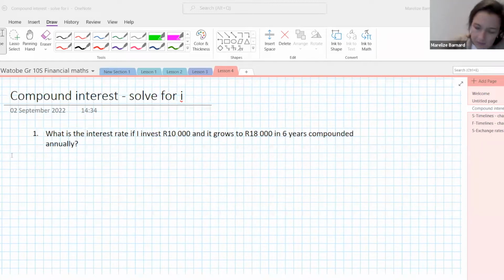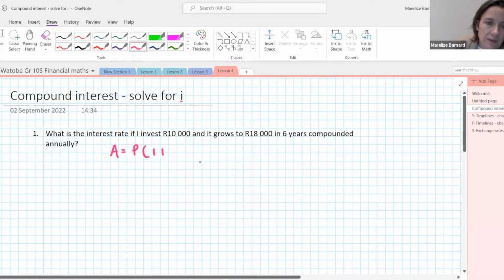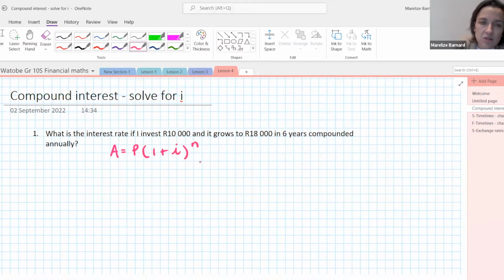What is the interest rate if I invest 10,000 Rand and it grows to 18,000 Rand in 6 years compounded annually? Let's start off with our compound interest formula that we are going to substitute into. It grows to 18,000, so that is my A. I start with 10,000, so that's my P. My interest rate is the one we're going to solve for, and my N is 6 years. It's only compounded annually, so no need to worry about multiplying or dividing by anything.